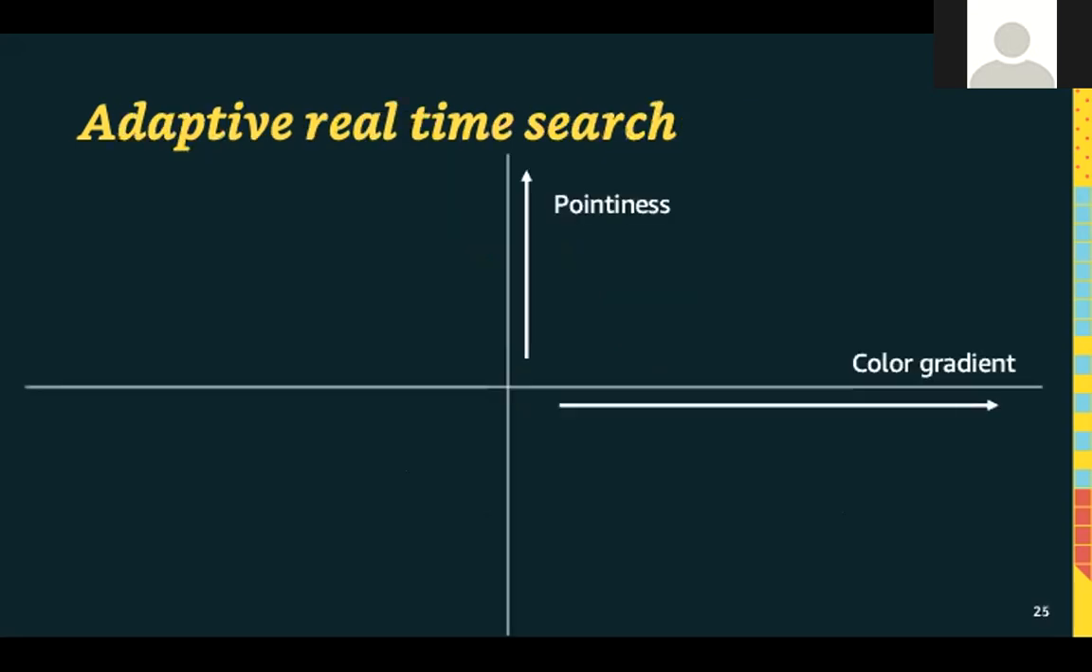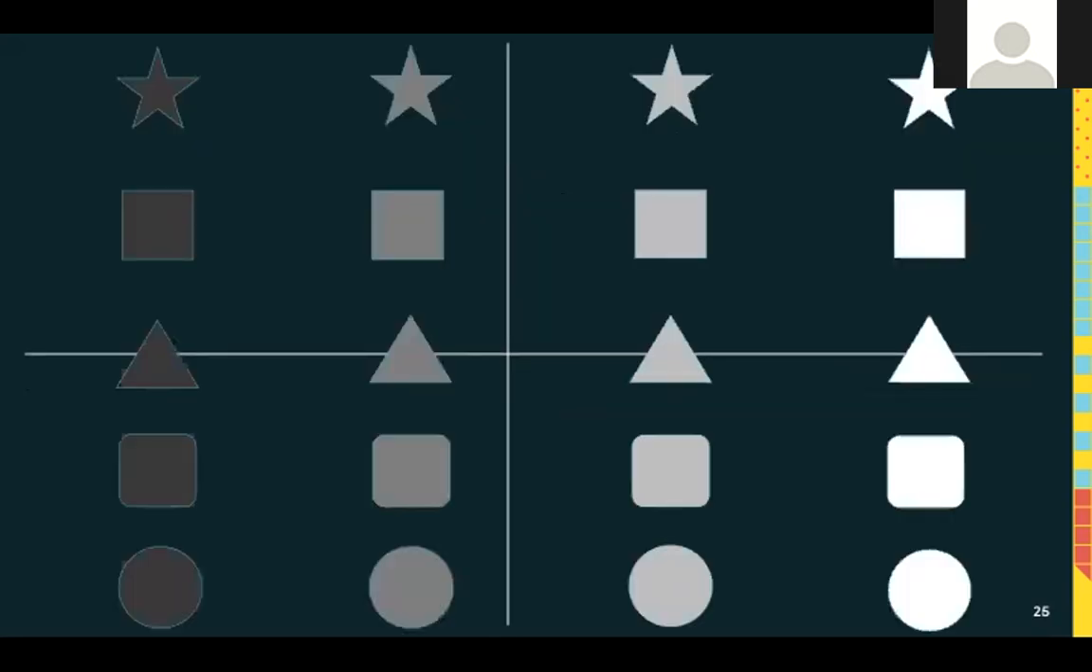And so here's a toy adaptive real-time search application. Say our feature space has 2 dimensions, pointiness and color gradient, and we need to interactively find the target in the user's mind. So let me populate the space for you. Here are our items, and the target item is at the top right with a red arrow, right? It's the same item that Jackie Chan was searching for. It is basically our white star.